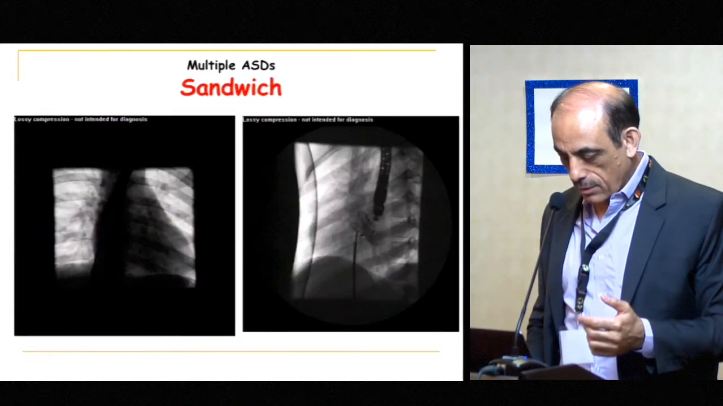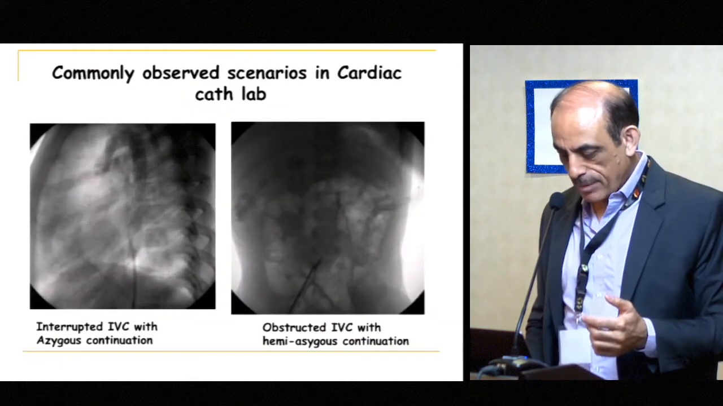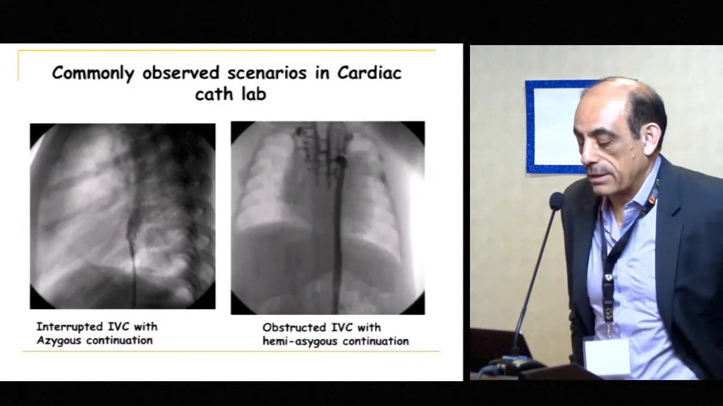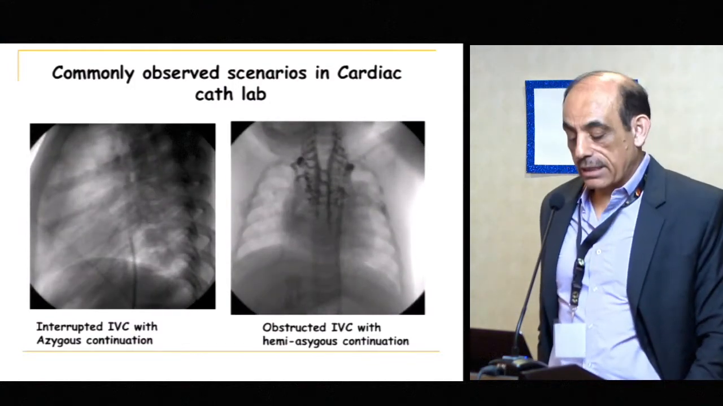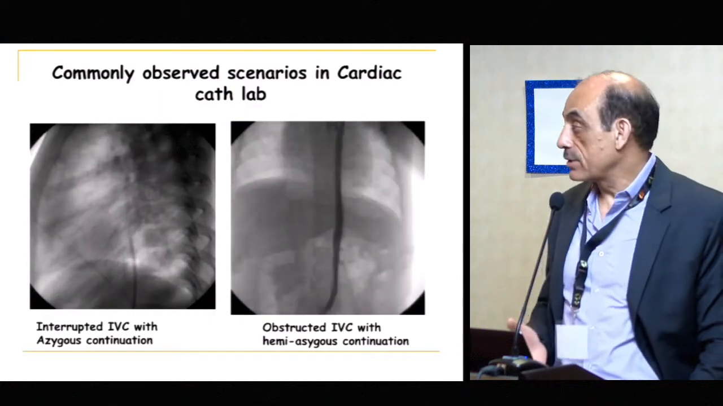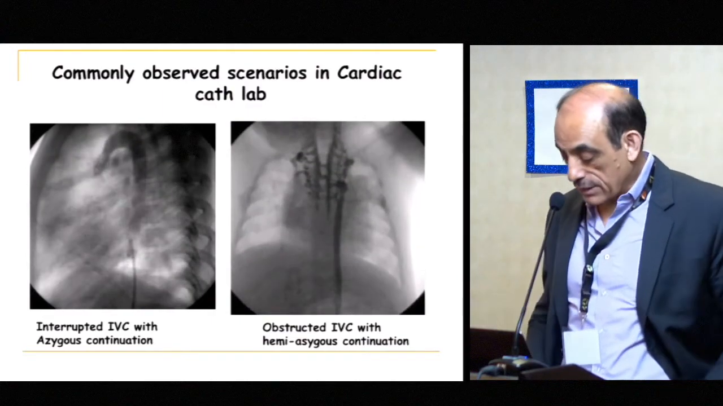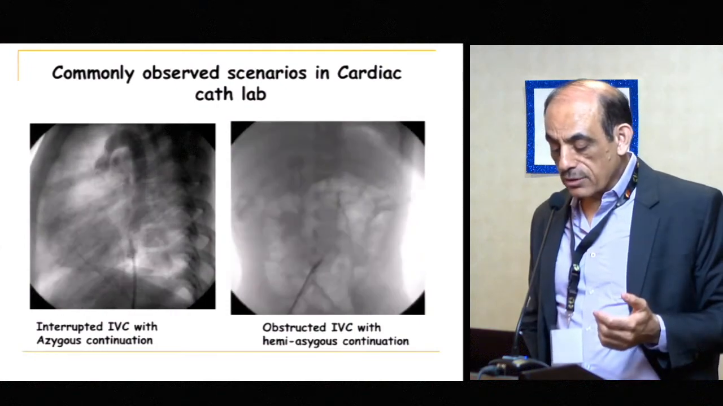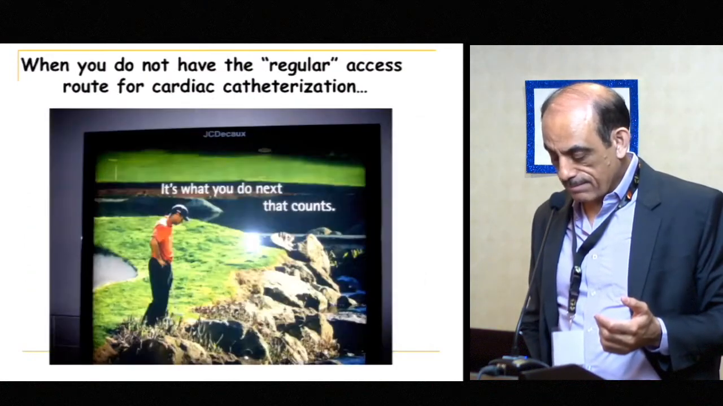So quickly, sorry about that. This thing you see in the lab now, let's talk about no IVC access. So sometime you see a patient who has azygous continuation, sometimes you see left SVC, IVC or hemiazygous continuation. What are you going to do in these patients?